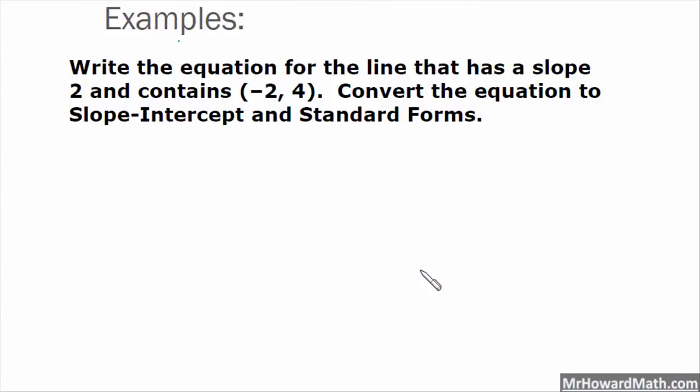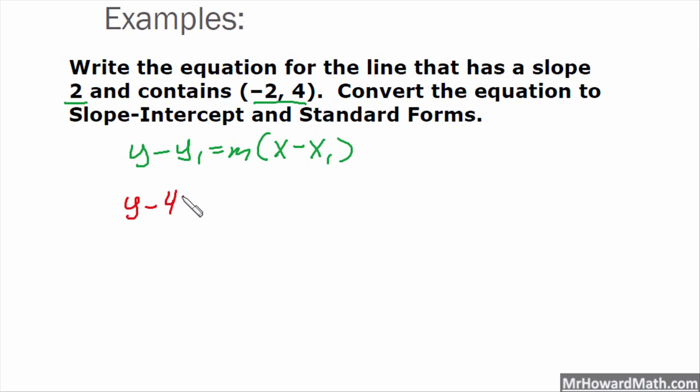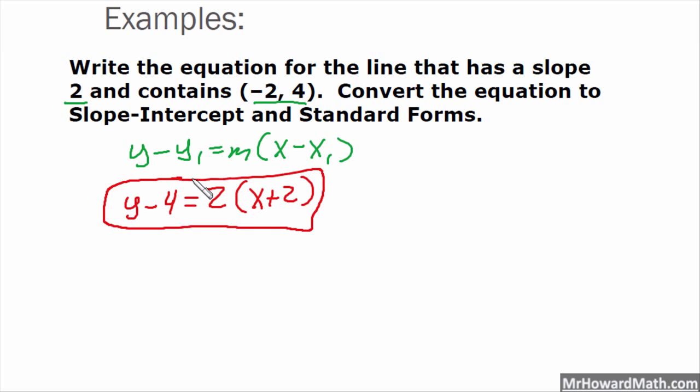Okay, our first example here: write the equation for the line that has a slope of 2 and contains the point (-2, 4). Because they give me slope and point, the most appropriate form is point slope, because I have everything I need to write it. So again, point slope was y minus y1 equals m times the quantity x minus x1. Fill in that information, all of that's given. So it would be y subtract 4 equals 2 times the quantity x plus 2. So that is my point slope form, so I'm going to box that in.